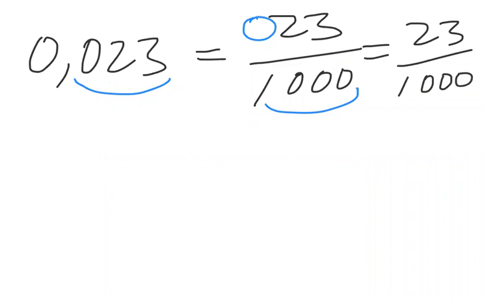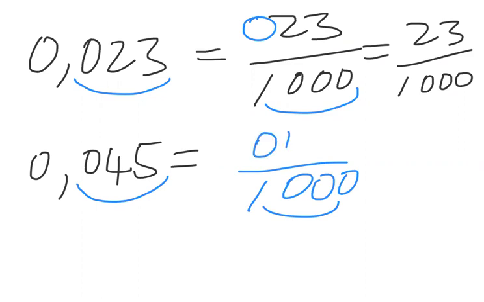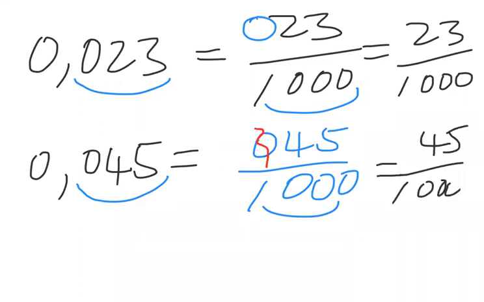So let's do 0.045. So there's 1, 2, 3 numbers there. That means we're going to divide by 1000 because that's 3. And on top we have 0.45. But like I say, we don't really need the 0. So we can just write 45/1000.